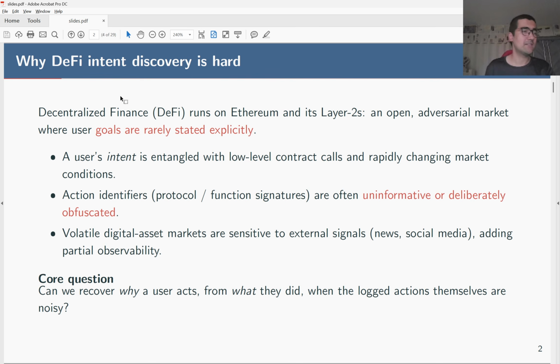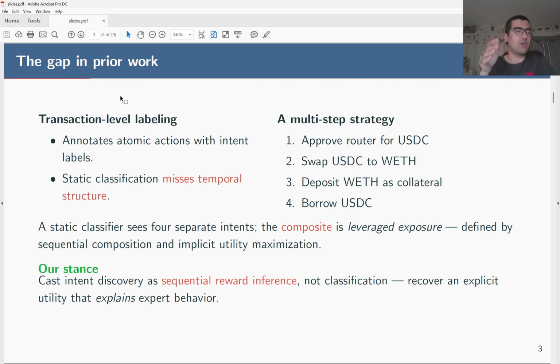To answer that, it helps to see exactly where current approaches struggle. Most prior work approaches this through transaction level labeling. You annotate each atomic action with an intent label and classify. That's useful, but static classification tends to miss the temporal structure of what's actually going on.